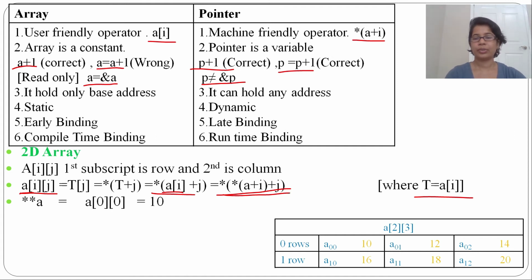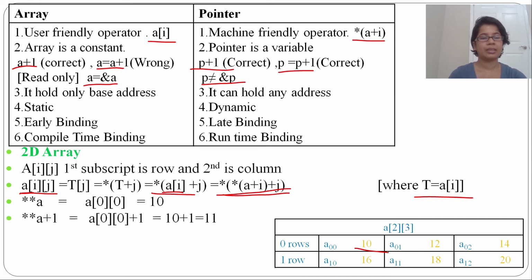So here is a 2D array. It is 2 rows, 3 columns, so it is 2×3, and the values are 10, 12, 14, 16, 18, 20. How to access: a[0][0], a[0][1], a[0][2], then a[1][0], a[1][1], a[1][2]. This is row 0, this is row 1. Now *A will be a[0][0], that will be 10.